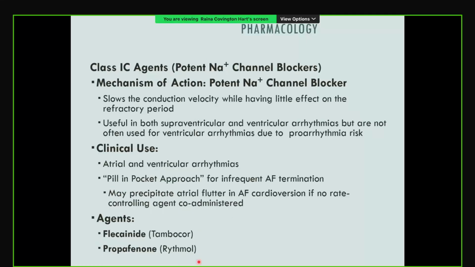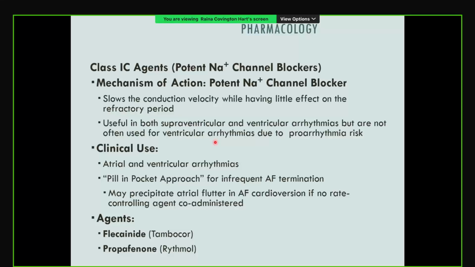And then last, before our break, we have our 1C. So again, sodium channel blocker. This one is just one of our more potent ones. Again, not going to ask you in this sense, but you see here where I'm using it. My supraventricular, so above the ventricles, and ventricular arrhythmias, but not really used for our ventricular arrhythmias, again, because it's still in our class 1 and it's proarrhythmic.